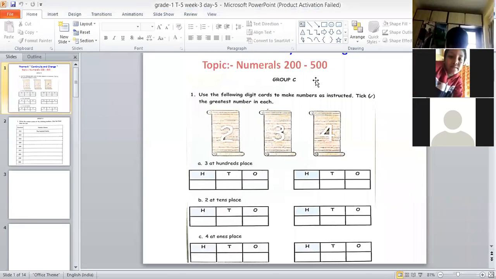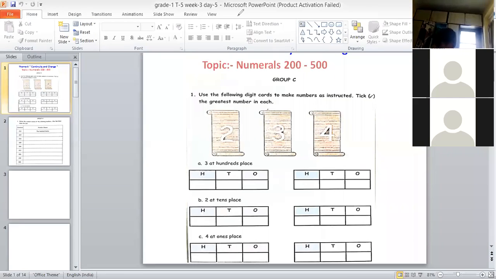Yeah, Veda. 4 at ones place. Yes, so the question is 4 at ones place. Veda, tell me, this O stands for what? Ones. Very good. So this O stands for ones. So we will write 4 here below this O. Is it right, Veda? Yes. So children, first of all, quickly write 4 at ones place.